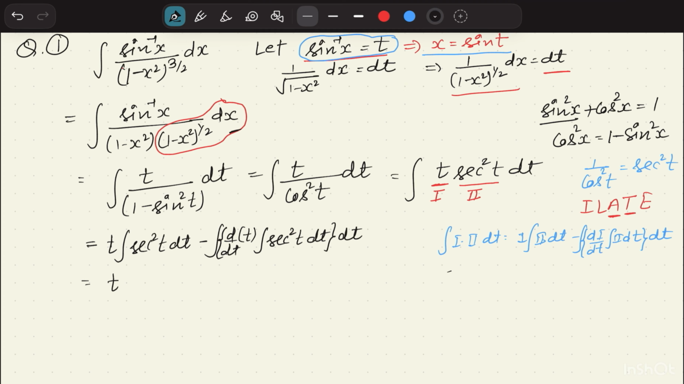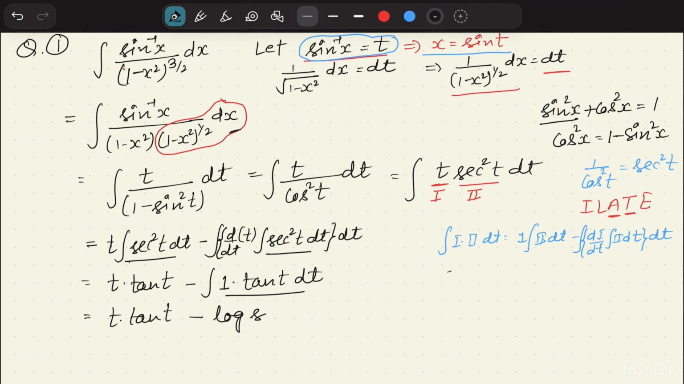So what is the formula for integration of sec square t? It gives us tan t. So t into tan t minus integration of differentiation of t, which is 1 with respect to t, 1 into integration of sec square t, which is tan t, dt. Now we get t into tan t minus, and integration of tan t is log sec t, plus c, and plus c in the previous one.